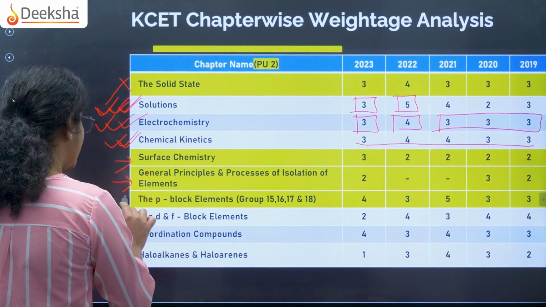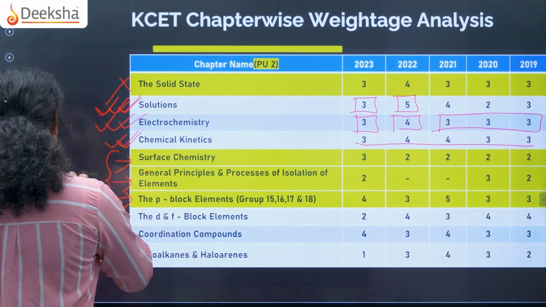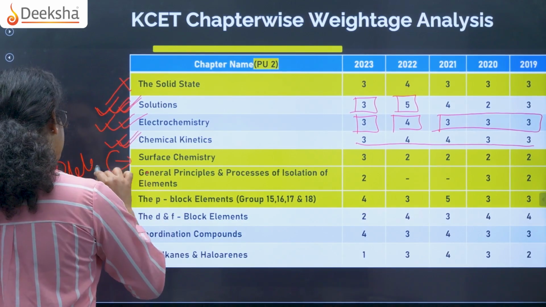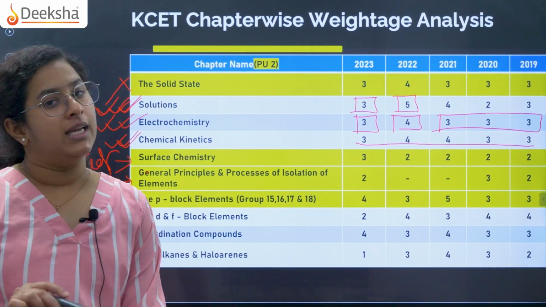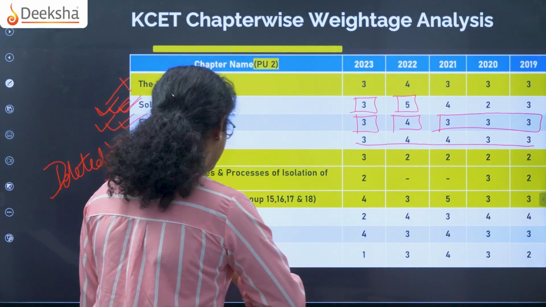Metallurgy is also deleted. Then p-block elements. These 3 chapters are already deleted from your updated NCERT, so you can neglect these chapters.